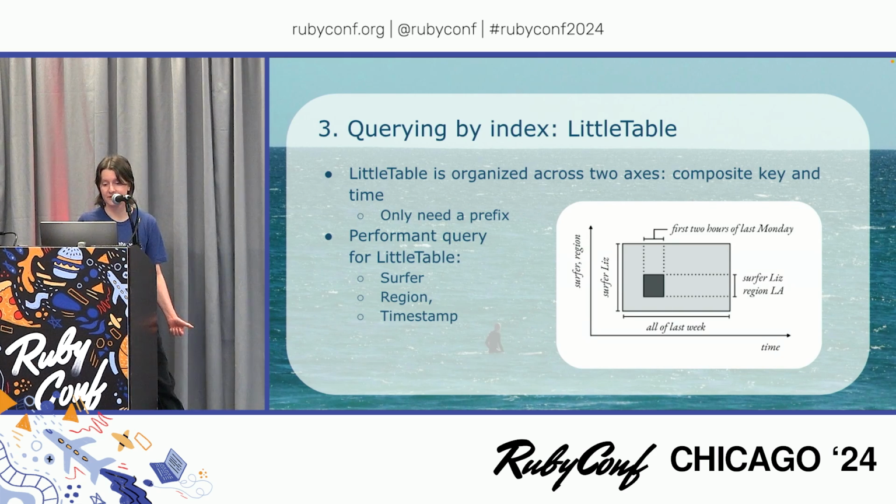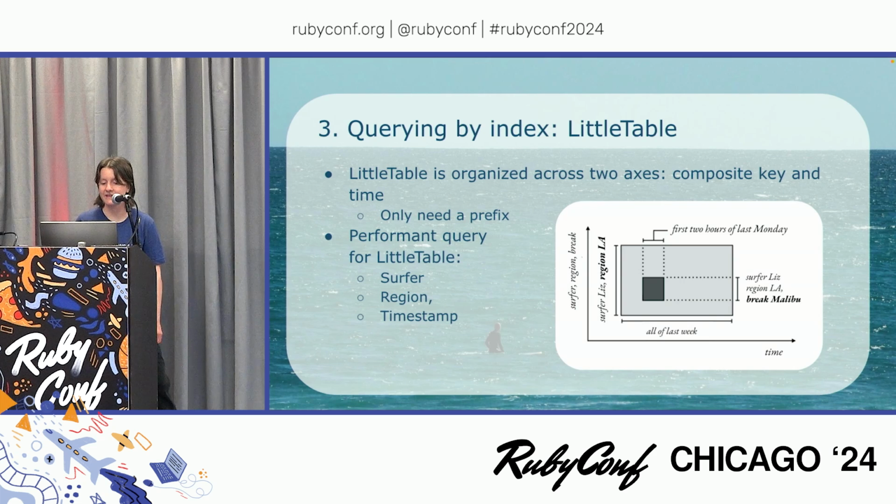In this diagram, you'll only see surfer and region, and that's because of the composite nature of the key. For the first 2 hours of last Monday, you're welcome to query for just the surfer Liz in the region LA, and you will still find a contiguous stretch of data. Now, imagine that you want to drill further and take a closer look at this green slice here. You'll see that the stretch of data is further broken down into break. Malibu exists in its own subdivided contiguous stretch of data. Hopefully this helps you visualize what your query will actually turn into.